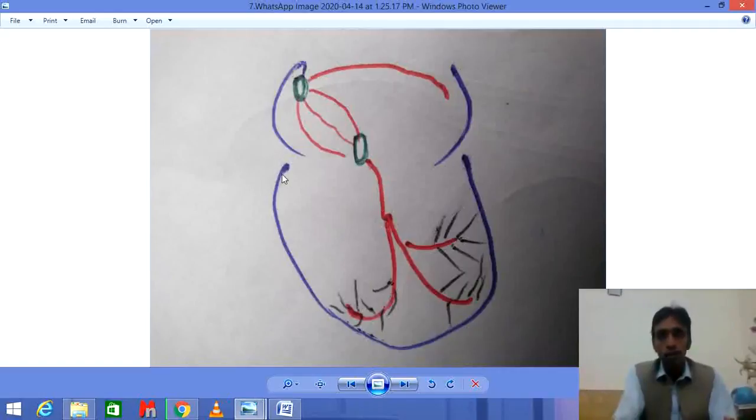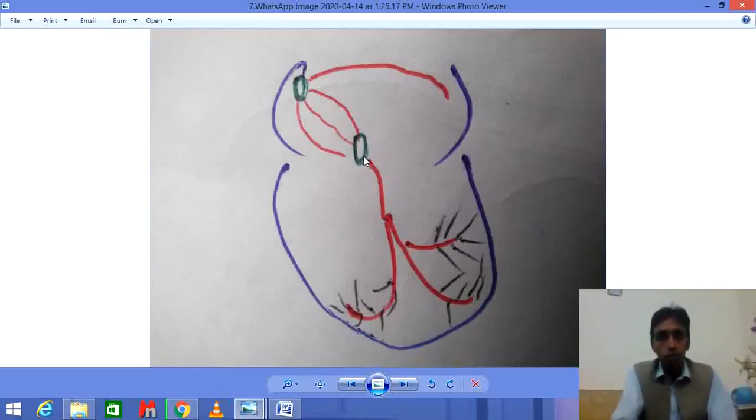So to avoid the combined contraction of the atrium and the ventricles, the atrium and the ventricle should be contracted separately, individually. So during the conduction of the signal from this area to this area, the atrium gets contracted. Meanwhile, the signal is delayed over here, not for a few seconds, but for a fraction of a second.